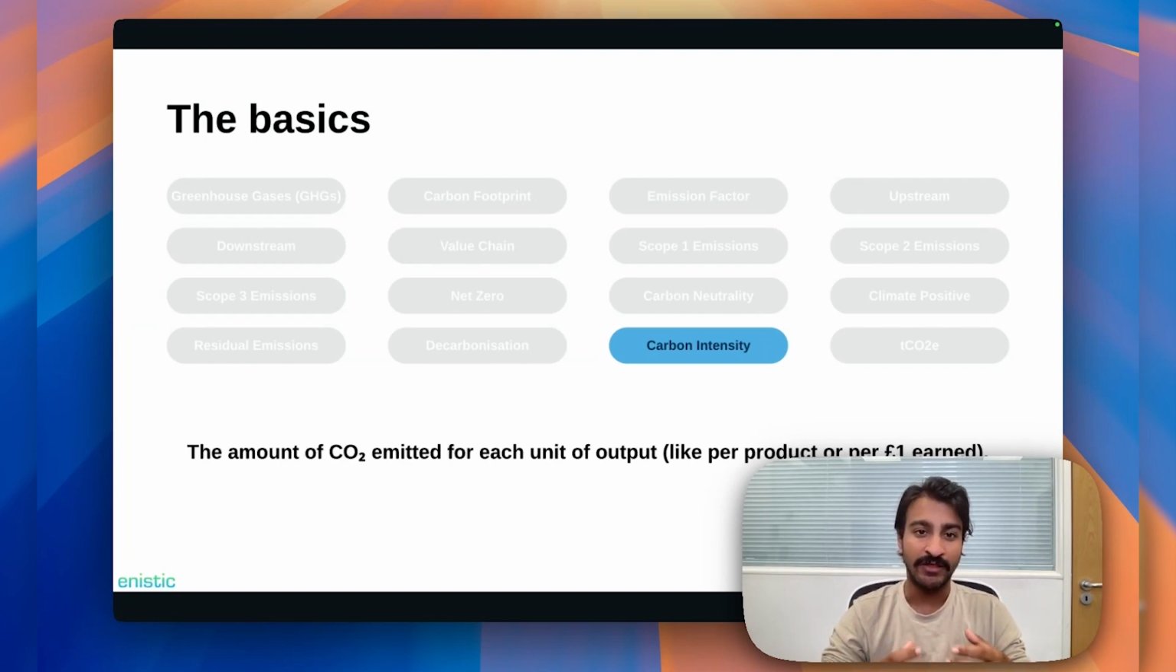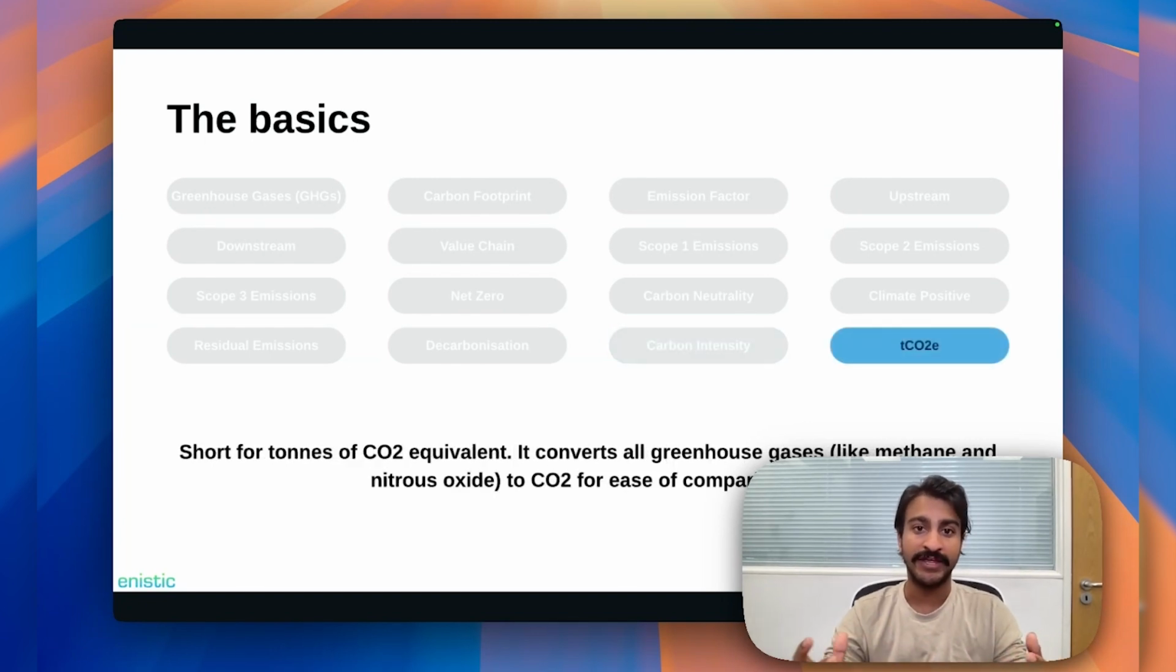It's about efficiency rather than absolute emissions. And finally, TCO2e. You'll see this a lot. It is short for tons of carbon equivalent, tons of CO2 equivalent. It converts all greenhouse gases like methane and nitrous oxide to CO2 for ease of comparison. Without getting sciencey, all greenhouse gases have different warming potentials on the planet, and CO2e converts them all to a carbon equivalent so you can compare them.